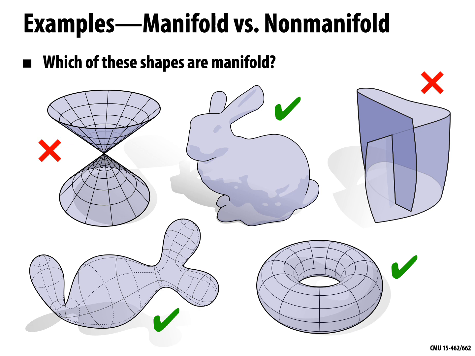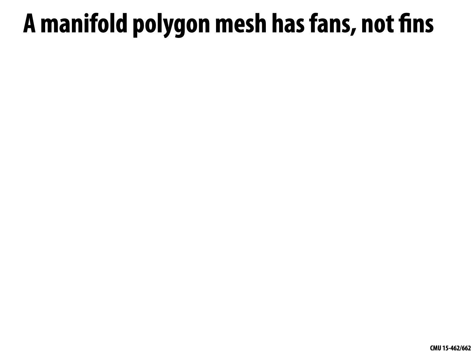Part of the reason for that is that this becomes a lot easier to discuss when we talk about polygon meshes rather than smooth surfaces. With polygon meshes, it's really, really easy to define what it means to have manifold connectivity. And the mnemonic we're going to use is to say that a manifold polygon mesh has fans, but not fins. So what do I mean by that?